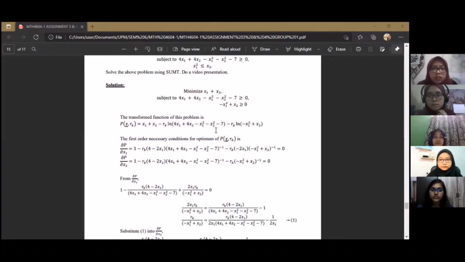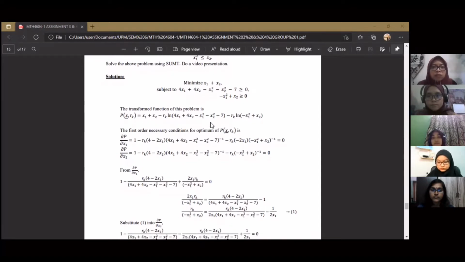Okay, first we need to transform the function of this problem to a penalty function, P(x, rk) equal to x1 plus x2 minus rk ln(4x1 plus 4x2 minus x1 square minus x2 square minus 7) minus rk ln(negative x1 square plus x2). For this function, we use ln.